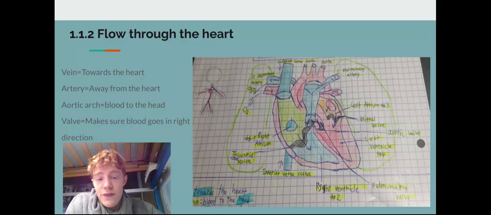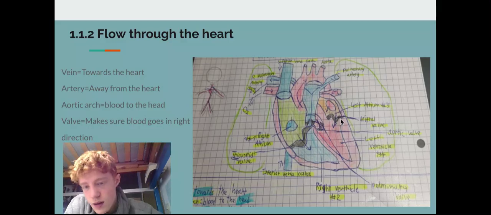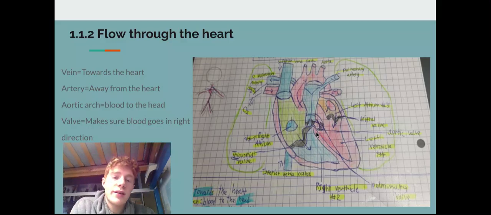Then finally, a valve, which are these black kind of spikes or V's. These make sure that blood goes in the right direction. I'm going to give you an example. If blood goes from the right atrium through the tricuspid valve, so this is a valve, this is the atrium, to the ventricle, it goes this way, and the valve makes sure that blood can't go back, because that would make you very sick and it just wouldn't work. So that's how that works.